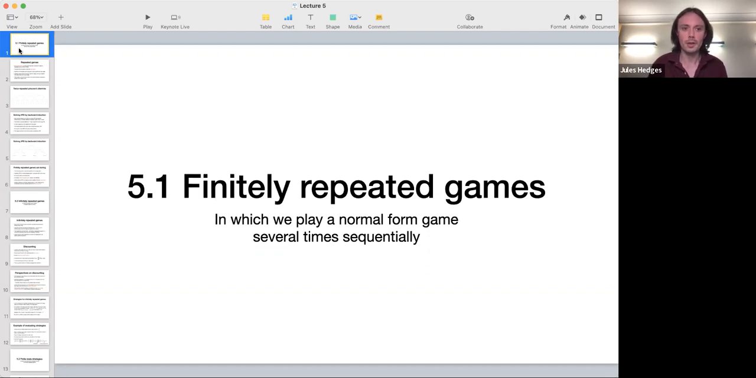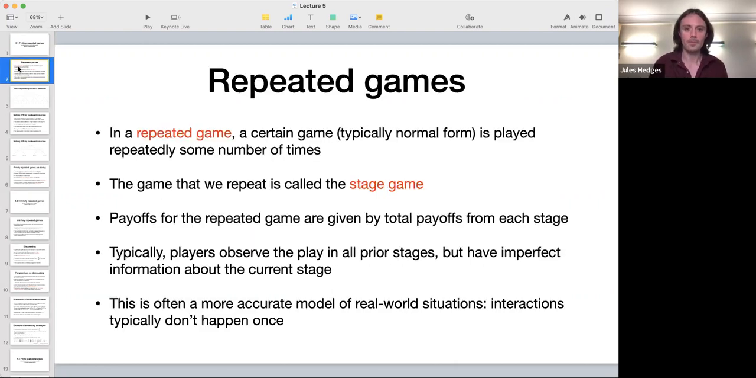So the topic of this week is repeated games. The idea of repeated games is that we take an existing game, which is typically a normal form game, and then we play it several times successively so that the players see what happened in previous runs of the game. The game that we're going to repeat is called the stage game. So a repeated game consists of a stage game together with some kind of mechanism for repeating it.